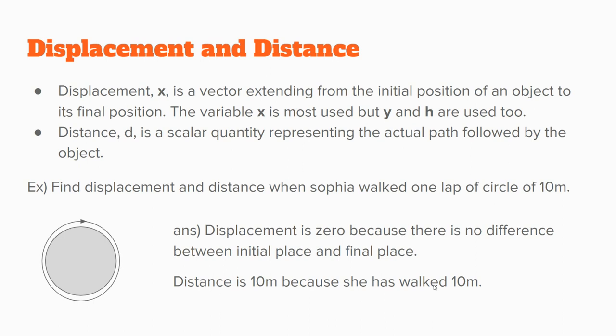So let's take an example. Find the displacement and distance when Sophia walked one lap of a circle of 10 meters. The answer is that displacement is 0 because there is no difference between the initial place and the final place. However, the distance is 10 meters because she has walked 10 meters.